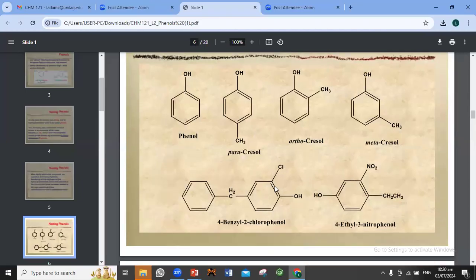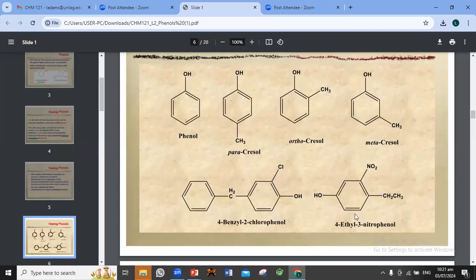This is another phenol compound because OH on benzene makes it phenol. This will be a substituent. This one too will be a substituent. So what are the locations? On position 2, you have a chloro atom. On position 4, you have a benzyl group. That is why it's a 2-chloro-4-benzyl phenol.